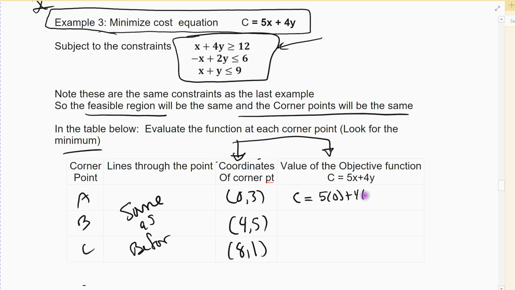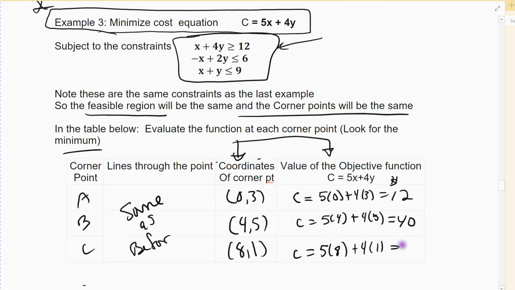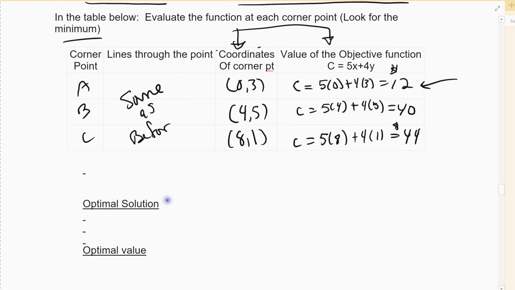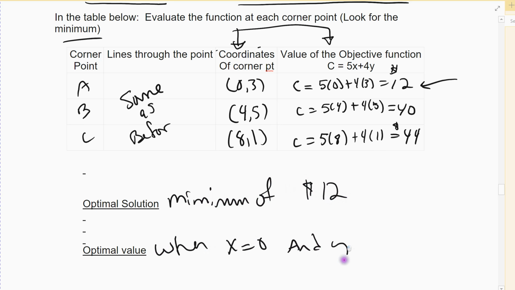5 times 0 plus 4 times 3, which comes out 12. 5 times 4 plus 4 times 5, which comes out 40. And 5 times 8 plus 4 times 1 comes out 44. And so this is my smallest. And so the optimal solution is we have a minimum of 12 when x equals 0 and y equals 3. At that corner point is my minimum.